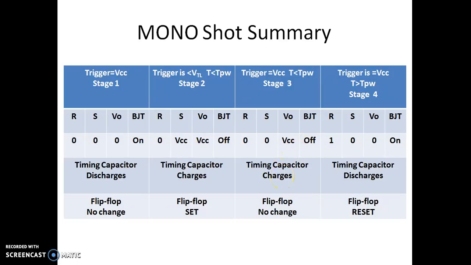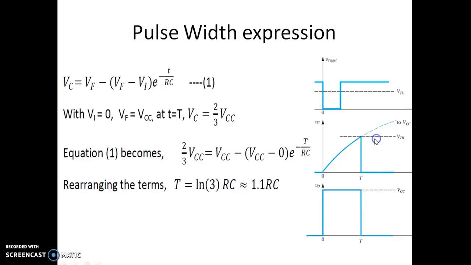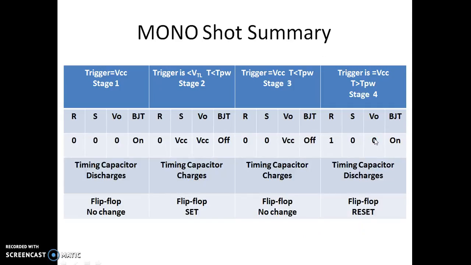So when the capacitor is charging towards VCC, whenever it exceeds VTH, the upper comparator will make the output high. So R becomes 1. S is 0. When R is 1, it will reset. The output will become 0. When output is 0, the transistor will turn on. The capacitor starts discharging with a time constant C into the on resistance of the transistor, which is very small. So this way we summarize the monoshot working.